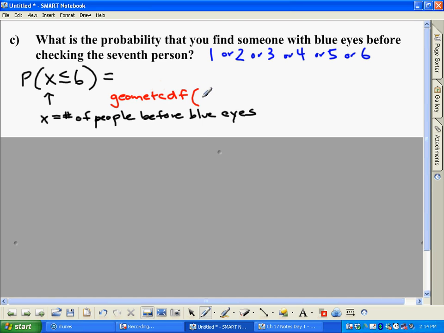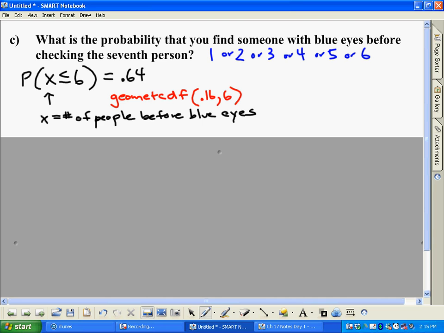So second vars, and it's called geometCDF, and what you're going to do, in this case, is the chance of success is 0.16 because that's the chance of having blue eyes, and we want to know all the way up through the 6th person. So go ahead and do geometCDF, and then it's 0.16 and then comma 6. Go ahead and figure that out, and so the answer is 0.649.